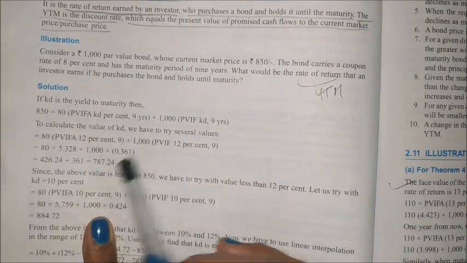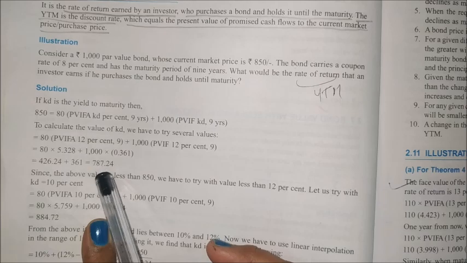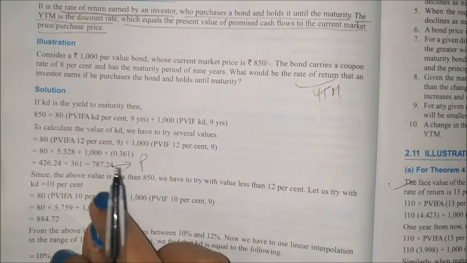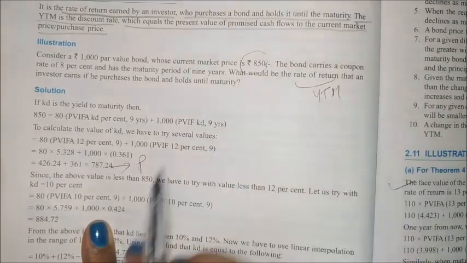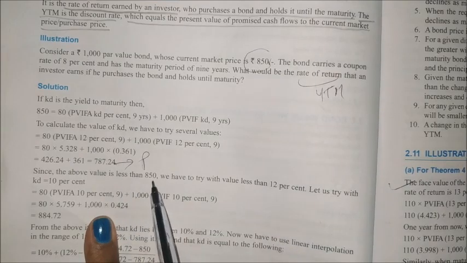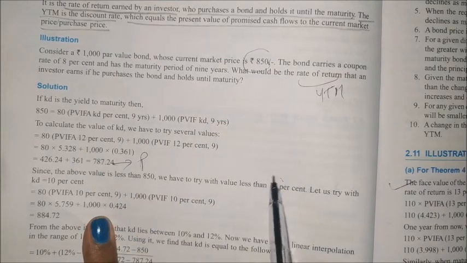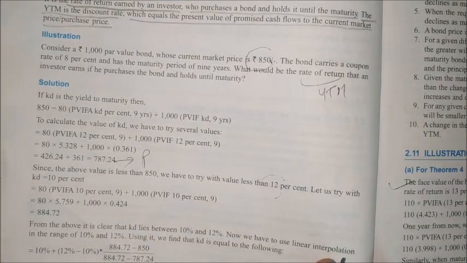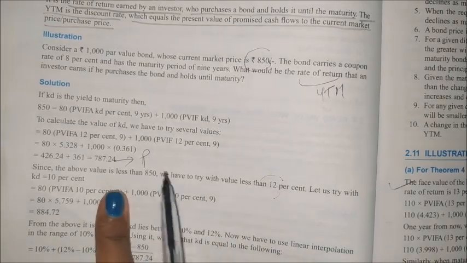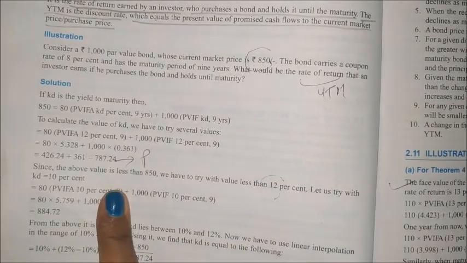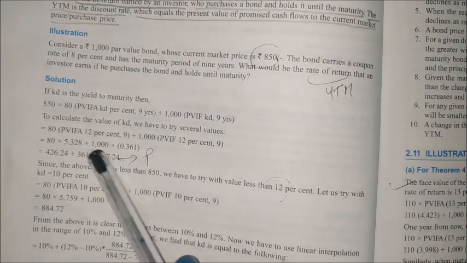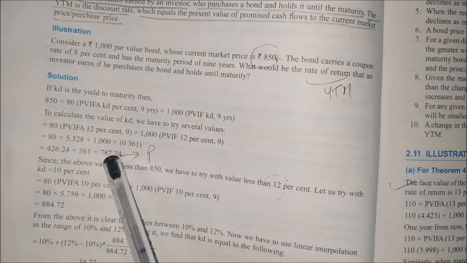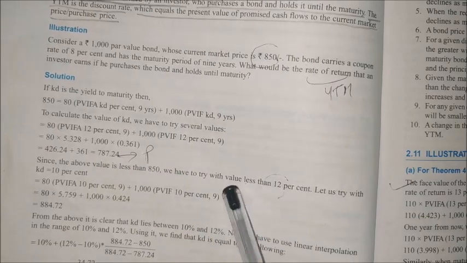If you are getting the value, see 850, it is less than... the price you got now is 787, this is less than the market price. Since the above value is less than 850, we have to try with a value less than 12%. You understand now? 12% is just my trial, anything that is just a trial. So what I am going to do now, this value is less than 850, now I will take any value which is less than 12%. This value has come if I have taken 12%, 12% only my trial, hit and trial, so this value has come. This value is less than 850, so I am taking a value less than 12%.